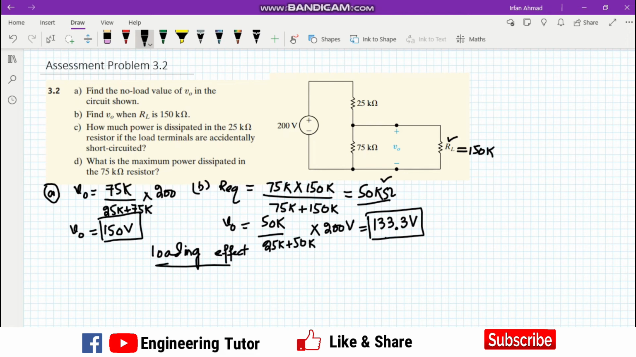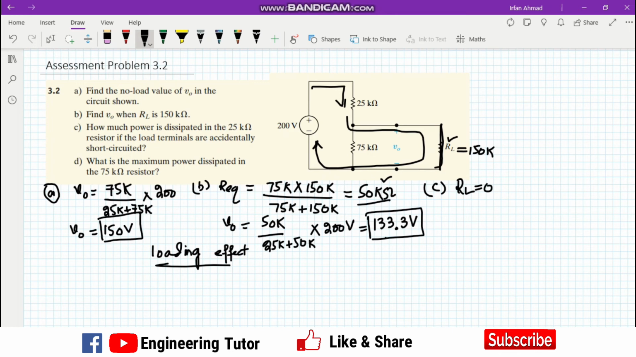Now this is the next one. How much power is dissipated in the 25 kilo ohm resistor if the load terminals are accidentally shorted? When the load terminals are shorted, it means RL is 0. All the current will come here and follow this route, because the current follows the path which has the lowest resistance.